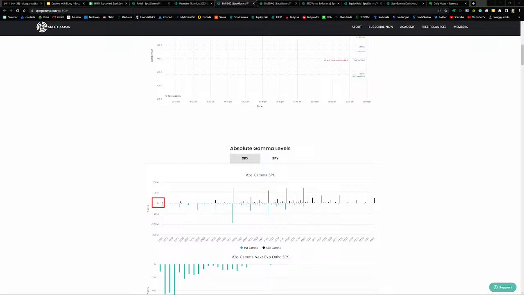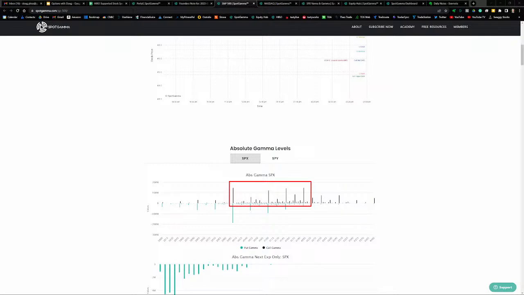So this is SPX, and note here the 4000 remains the absolute gamma strike, and that is the strike with the largest amount of gamma, the largest absolute gamma, and that has been the key gamma strike or the absolute gamma strike for quite some time. And the notable thing here is the amount of call gamma above the 4000 level. So traders are adding call positions above.